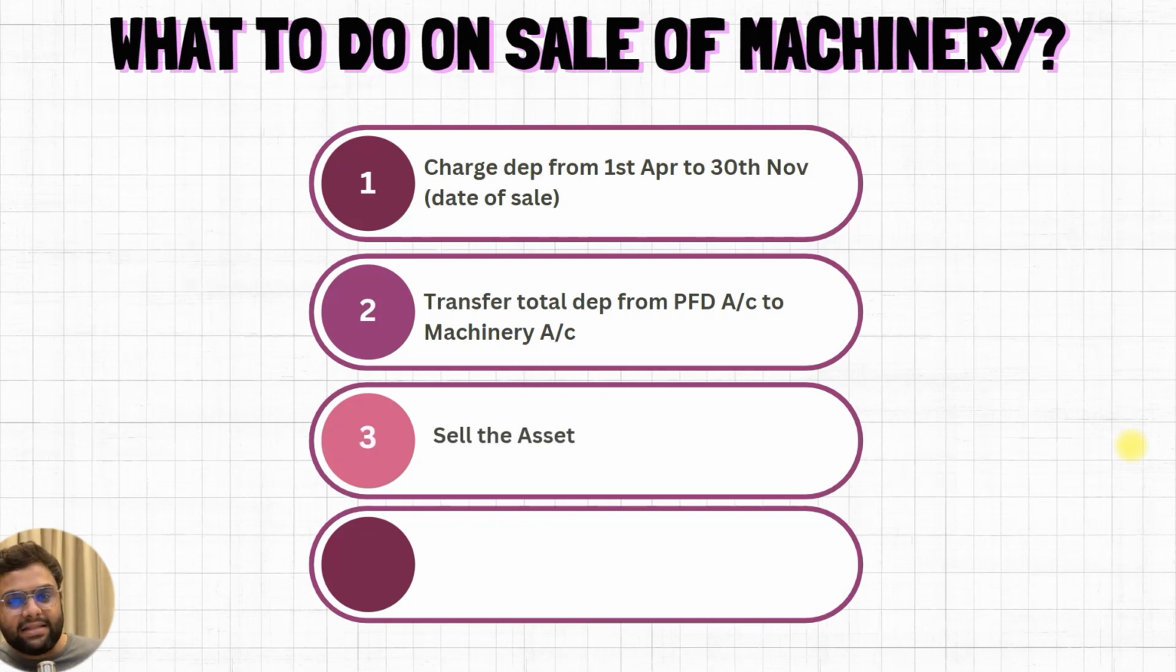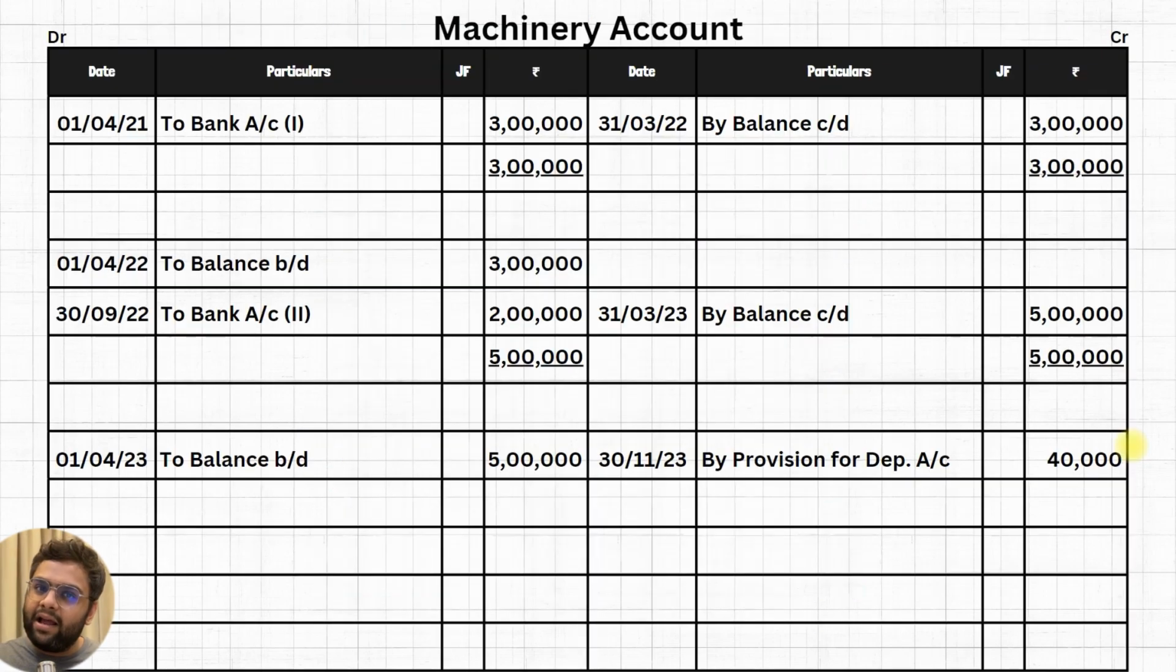Next is step number 3. You sell the asset. Selling the asset will be recorded in obviously the machinery account. अगर purchase debit side पे आया तो sale credit side पे आएगा. On the credit side, by bank account, amount is going to be the selling price of 1 lakh.